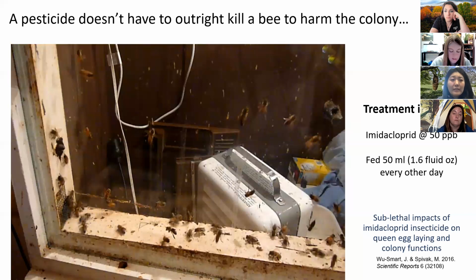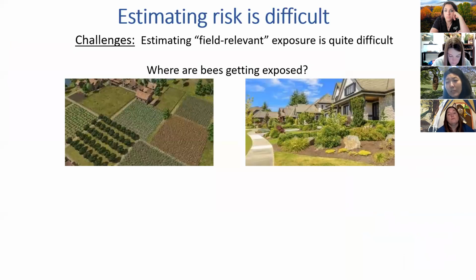So the take home from this is that a pesticide doesn't have to outright kill a bee to harm the colony. This is the messaging that we've been really trying to focus on when we're working with regulators and even with just the general public: we don't have to see the dead bee to know that the pesticide may or may not be harming the colony. We really have to look at it holistically as a whole system. And that means that we have to estimate risk.